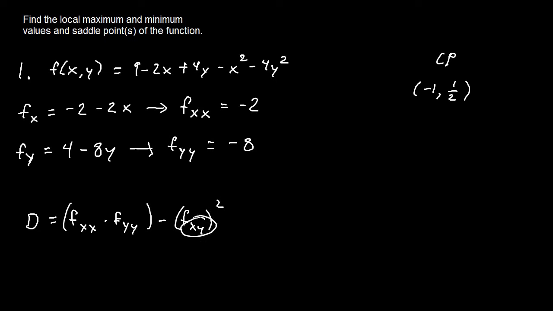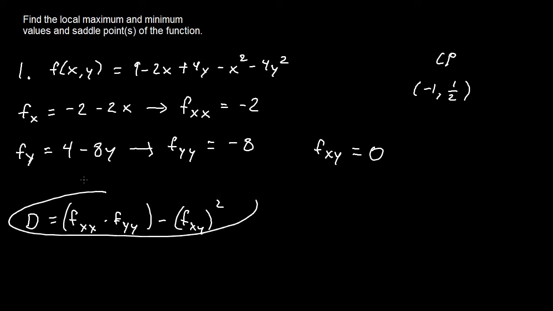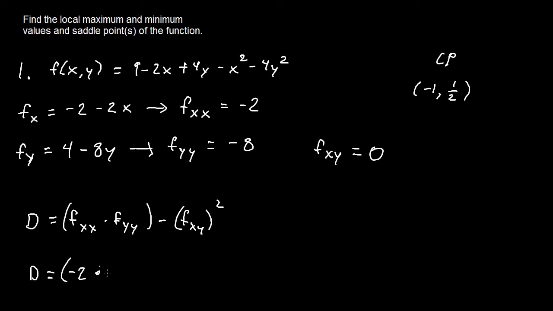Now let's find f sub xy. We're going to use the f sub x function and take the partial derivative with respect to y. If y is the variable and everything else is a constant, then the partial derivative is 0. Using the formula, D equals f sub xx, which we found to be -2, times f sub yy, which is -8, minus (f sub xy) squared, and 0 squared is 0. So -2 times -8 gives us positive 16.